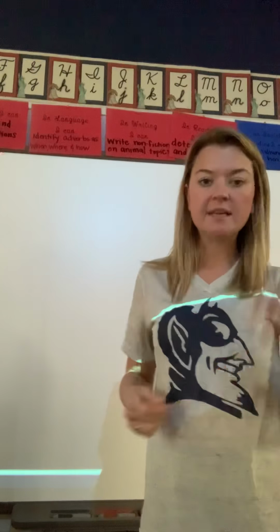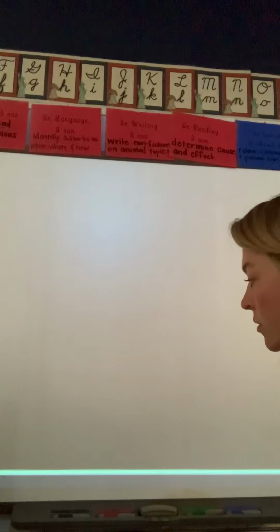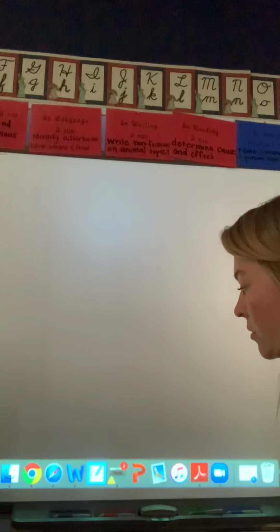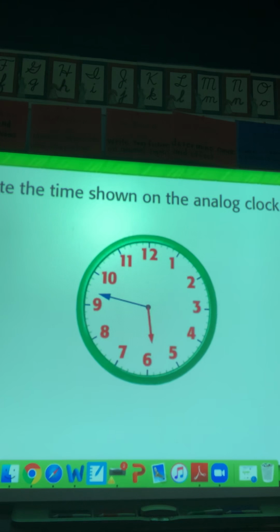All right, let's look at lesson 5, telling time to the minute. I want you to turn to page 659 on lesson 5, and we're going to watch the quick little video. Tell time. Write the time shown on the analog clock.